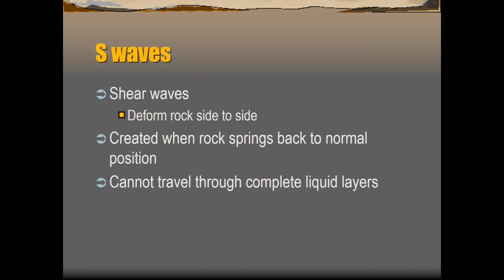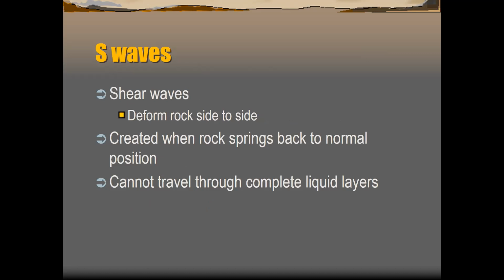The second type of waves are S waves, and that S stands for shear, and they have more of a side to side movement. Think of how a snake slithers, that side to side movement. That's how S waves move. So P waves were forward and backward. S waves kind of go side to side. And they're created when the rock springs back to that normal position.